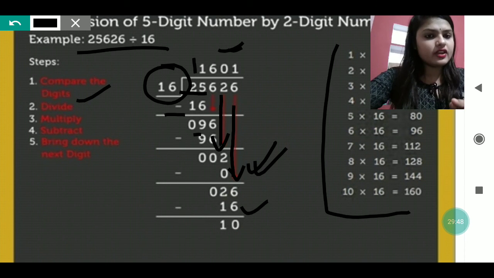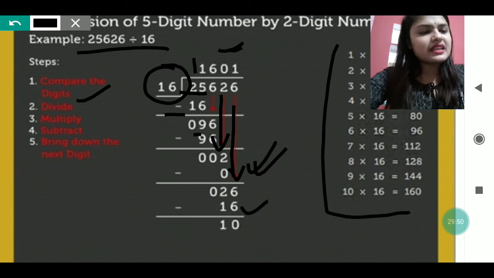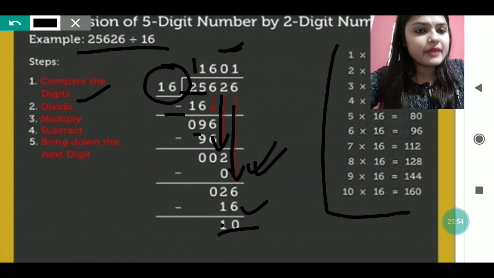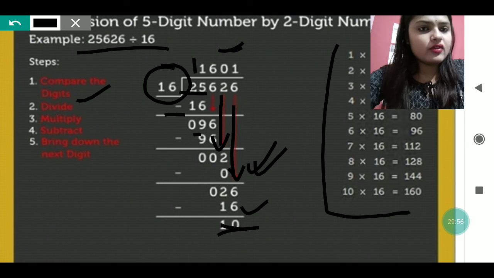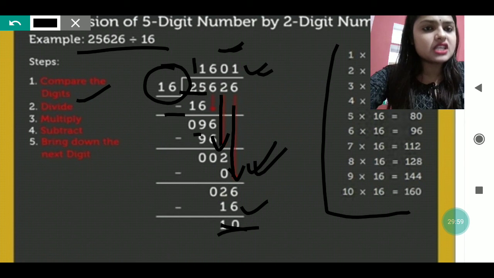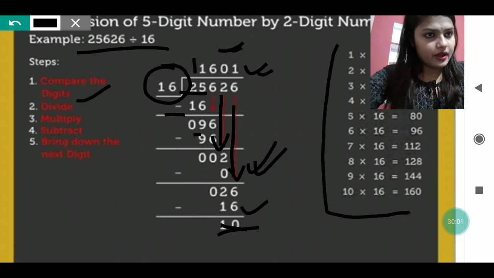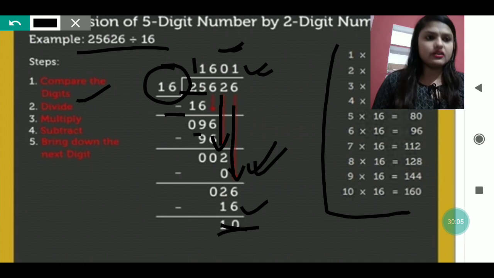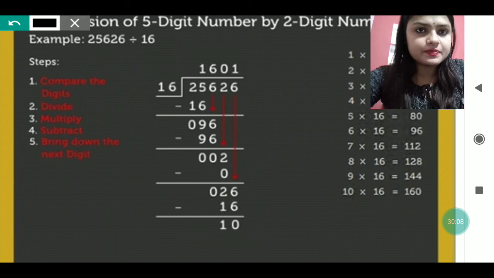26 minus 16: 6 minus 6 will be 0 and 2 minus 1 will be 1. So you will get the remainder as 10 and you will get the quotient as 101. Okay, so this is how we perform the division work.